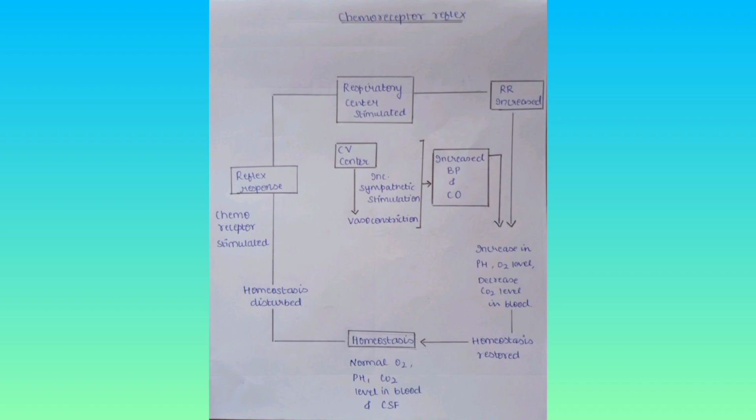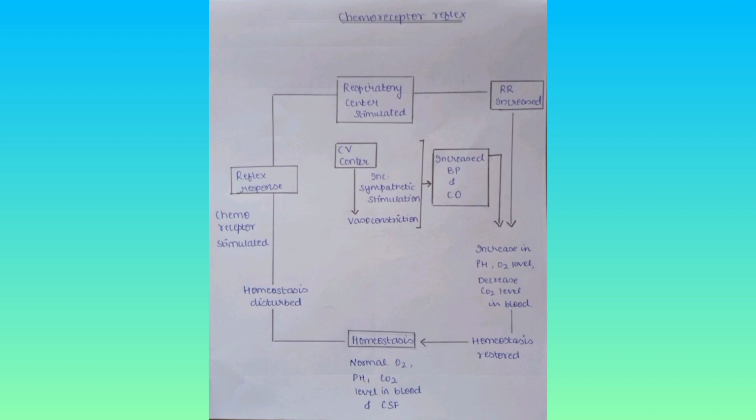When homeostasis is disturbed, that is, low oxygen level, hypoxia, increased hydrogen ion concentration, acidosis, low pH, hypercapnia, excess of carbon dioxide, the chemical composition of the blood is altered.